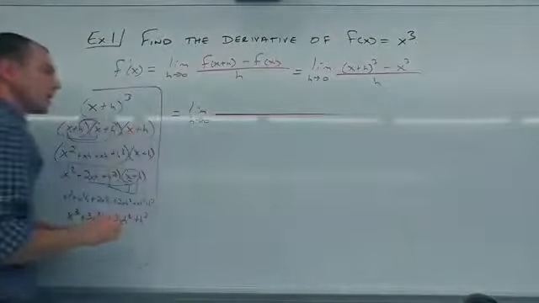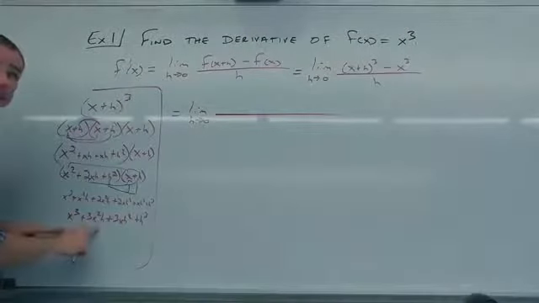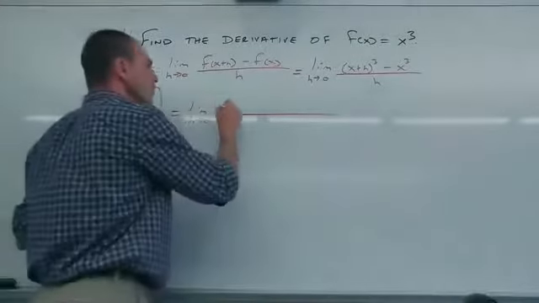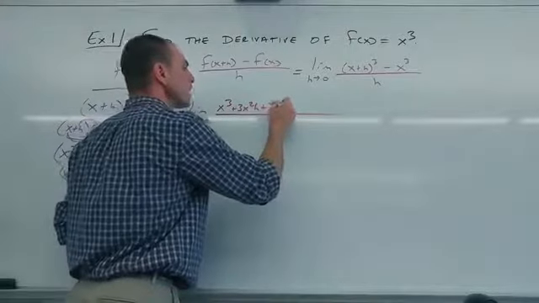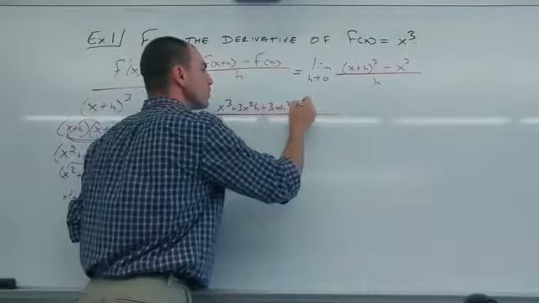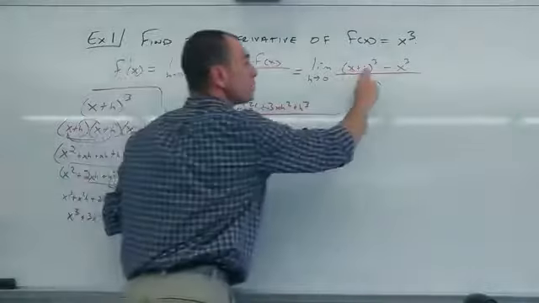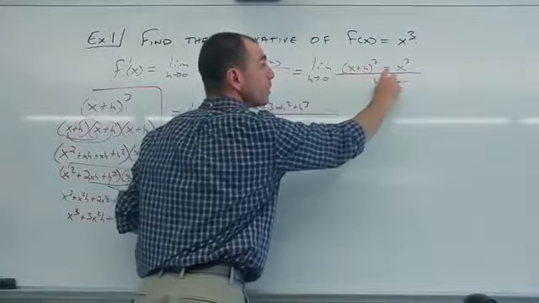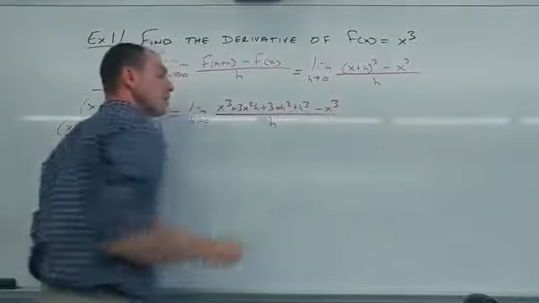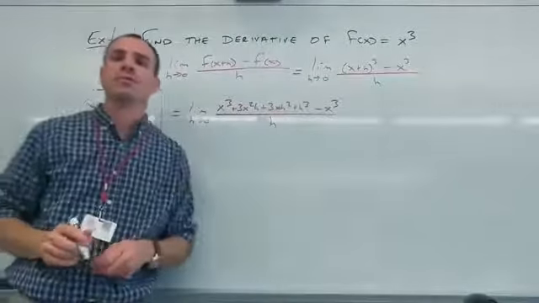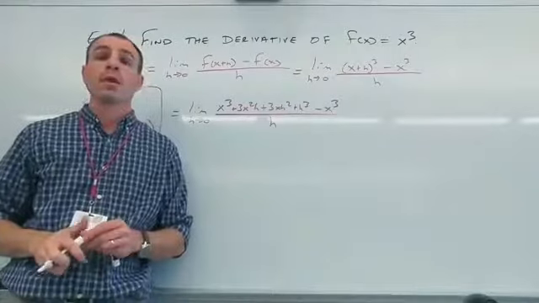Right? And then that x plus h cubed is going to be replaced by this. So we have x cubed plus 3x squared h plus 3xh squared plus h cubed. That's this part of the numerator. But we still have the second part of the numerator, minus x cubed. And we still have our denominator, all over h. Okay. So where do we go from here?